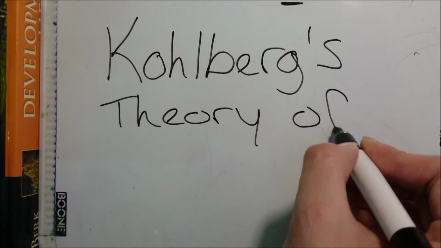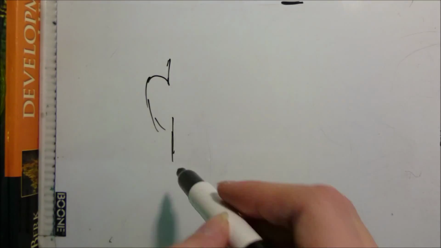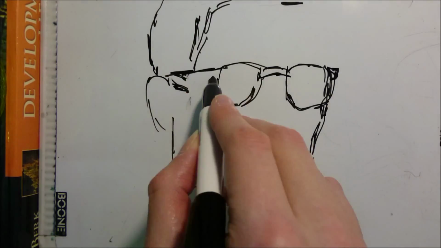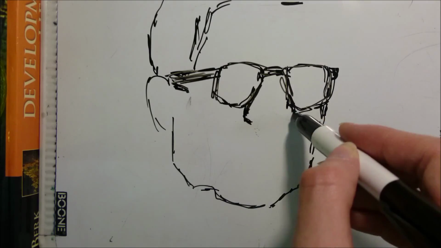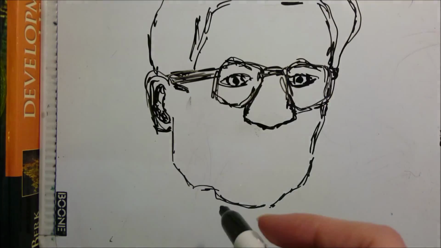Kohlberg's theory of moral development. This is Lawrence Kohlberg, an American psychologist who decided to further develop Piaget's theory of moral development. Kohlberg's theory has 3 levels, each with 2 stages.